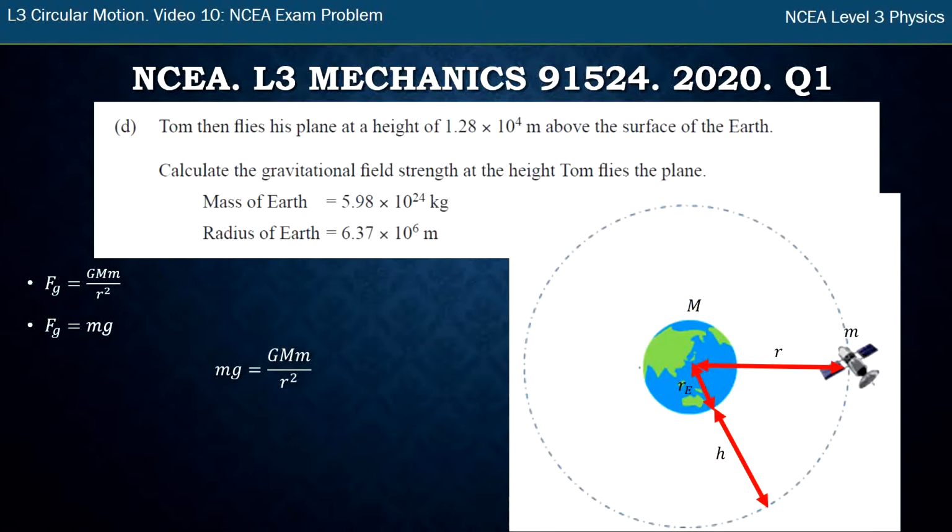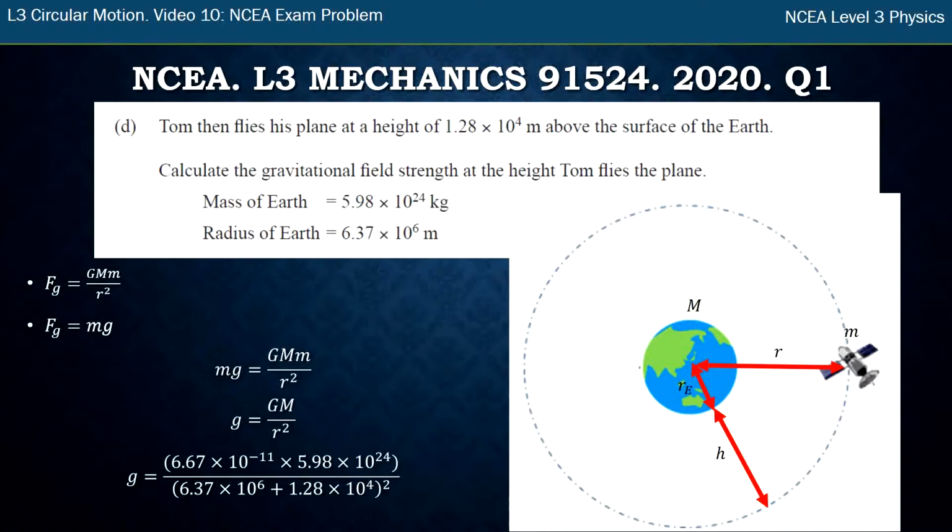I can simplify this because there's a little mass on both sides, and divide them, and so then I get little g, which is gravitational field strength, equals big G, which is your universal gravitational constant, which will be given to you at the start of the paper, times the mass of the Earth, mass of the thing in the middle, divided by radius, which is what we're talking about, those two distances added together. So I just basically put them all together.